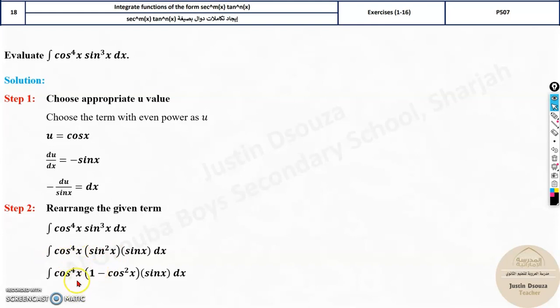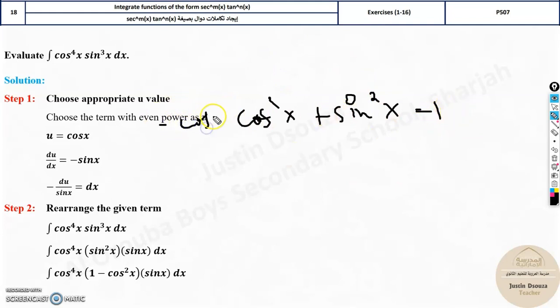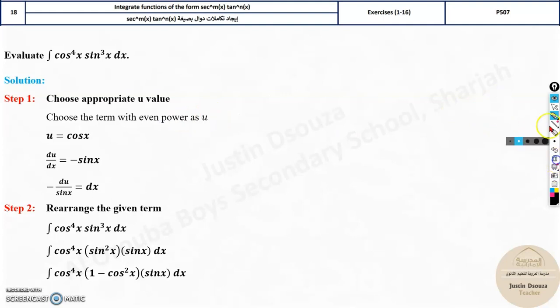See over here, cos to the power 4. Sine squared is 1 minus cos squared x, because we know from the Pythagorean identity, cos squared x plus sine squared x equals 1. So if this is the case, just take cos to the other side. It becomes sine squared x equals 1 minus cos squared x, subtracting cos squared x from both sides. So that is what happened over here with the sine squared x.